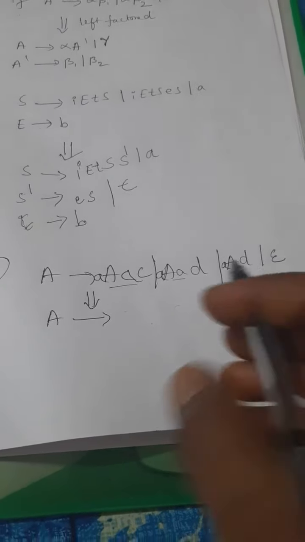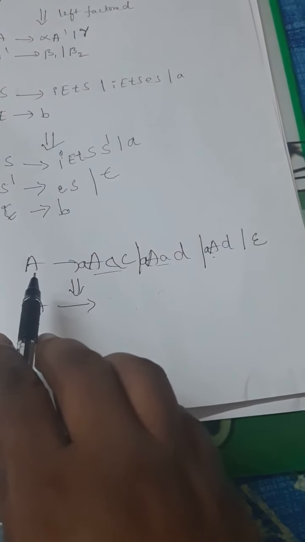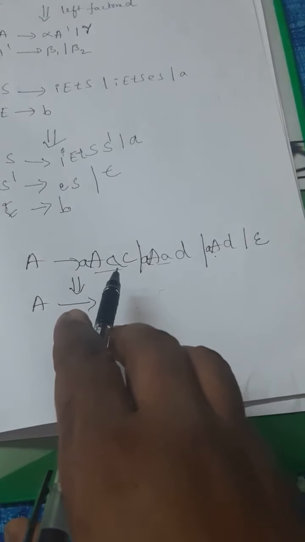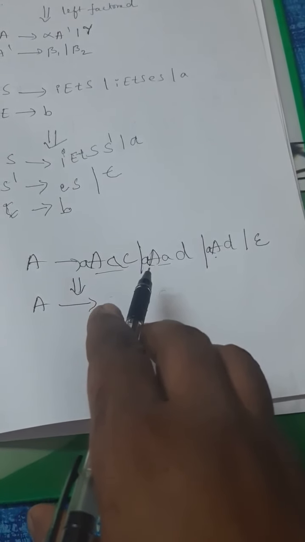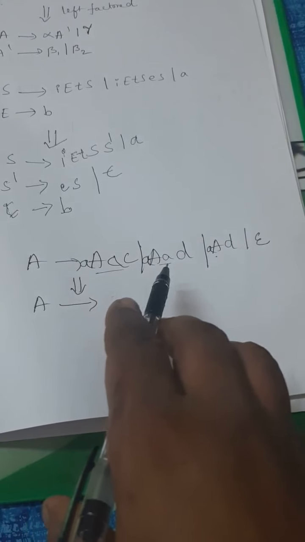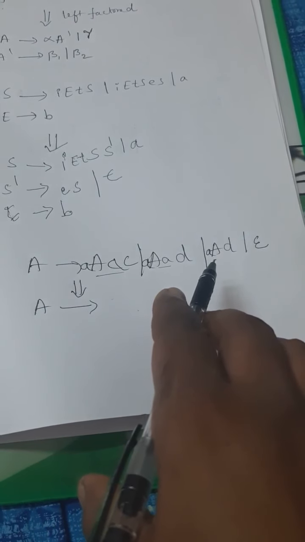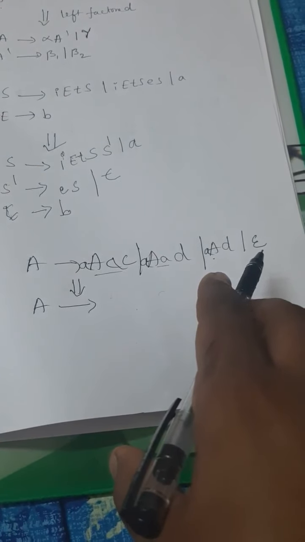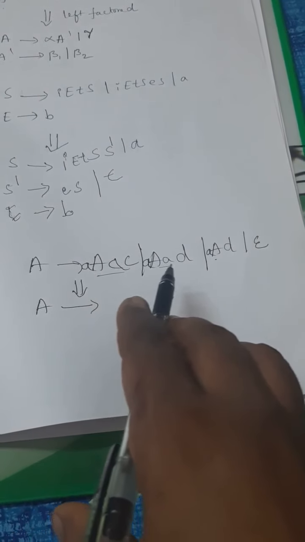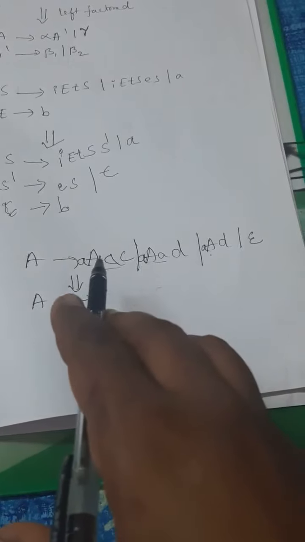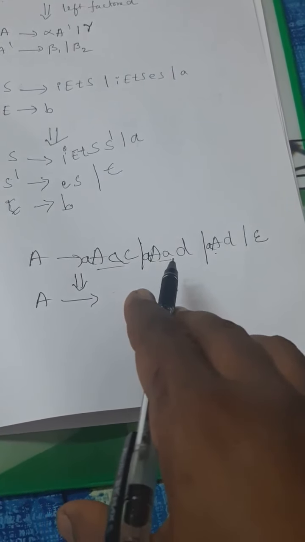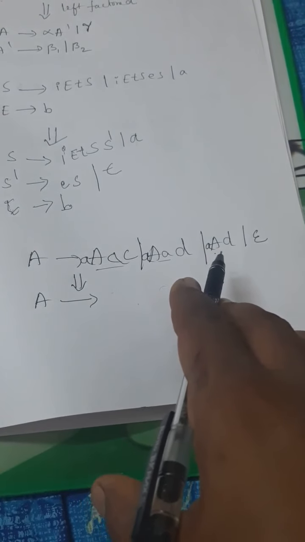Take one more example. Here the production is A produces small a, capital A, small a, C. Another production is A, D. The third production is A, capital A, D and epsilon. So check out what is common in these productions. Here A is there, here A is there, but here only A is there.